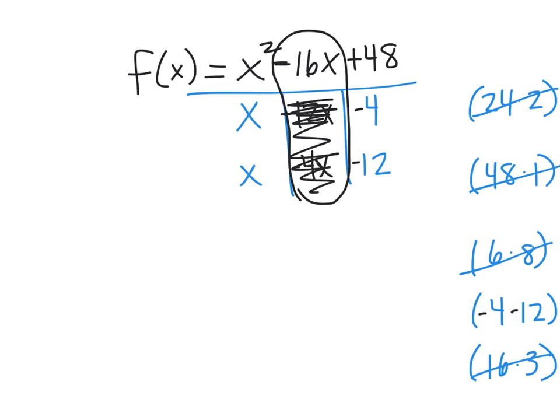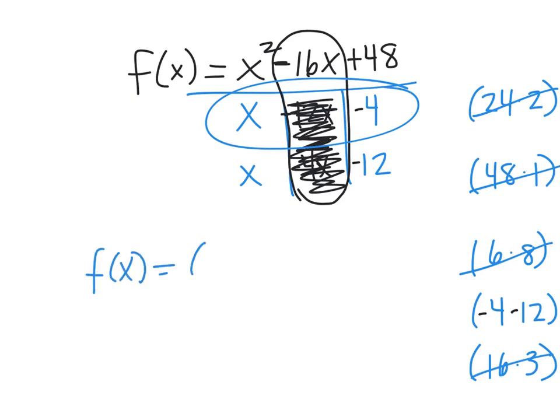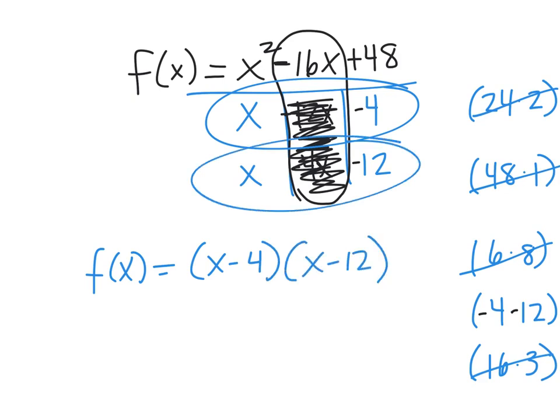So I ignore the middle, that's just to check my work. And my solutions are always horizontally. x negative 4, x minus 12. And there it is, guys. You got it.